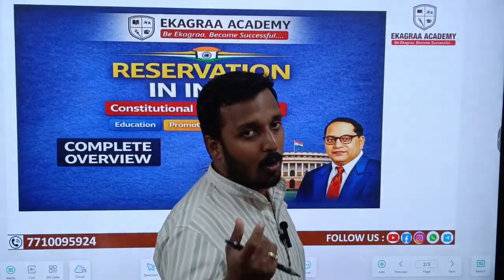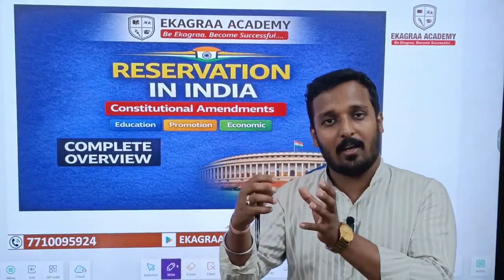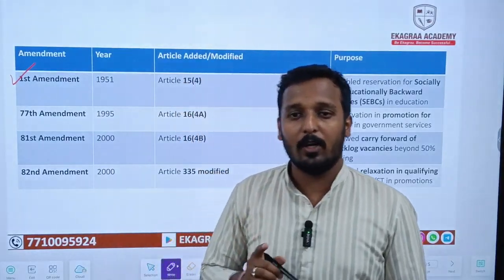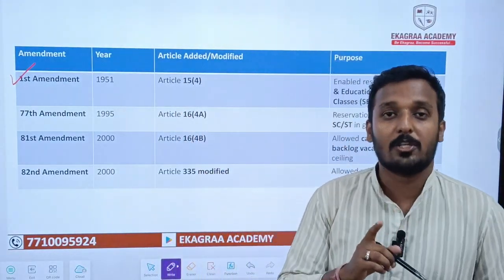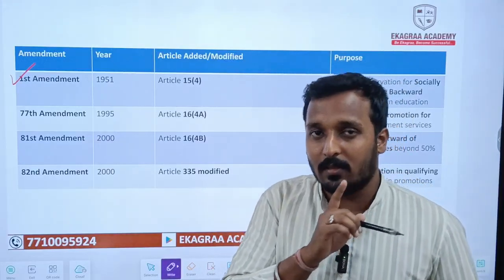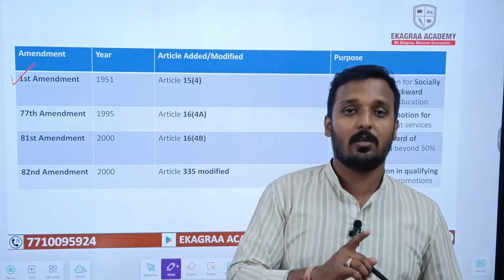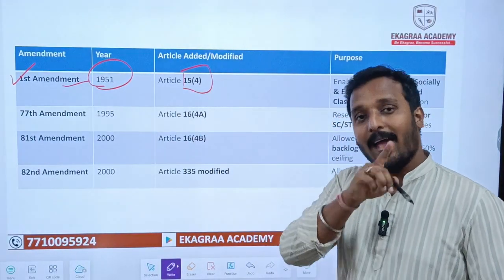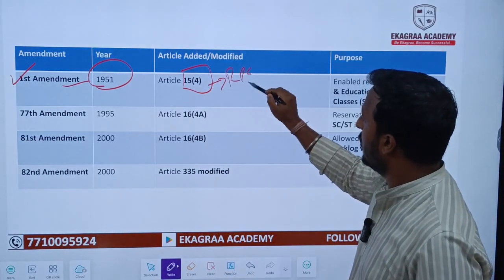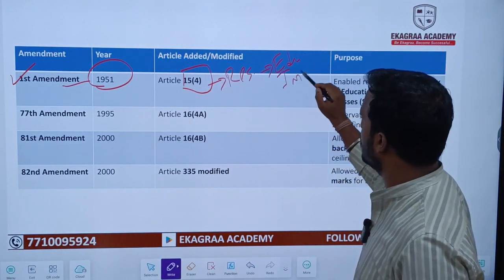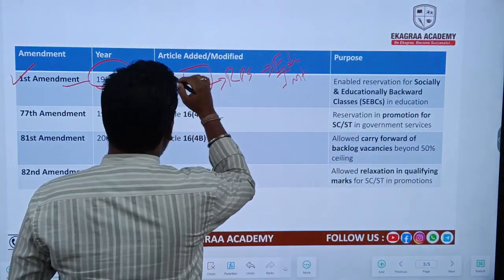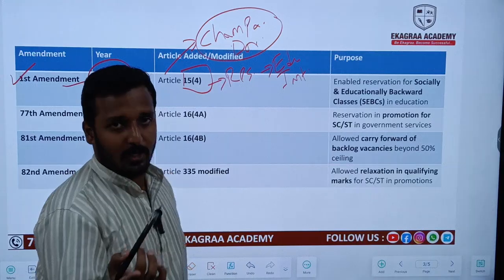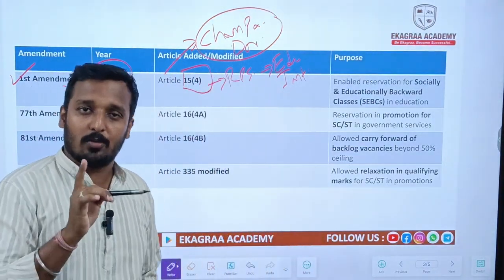So let's start discussing how various reservation provisions have been added or modified with the help of amendments, and let's start with the first amendment itself. Whenever we talk about SC/ST reservation in admission to educational institutions, remember that it was not there in the original Constitution. It was added through the First Amendment Act in 1951, and the new Article 15 clause 4 was added to give effect to reservation in educational institutions. We all know a famous case, Champakam Dorairajan. This amendment took place after that judgment, and after it SC/ST got reservation in educational institutions.